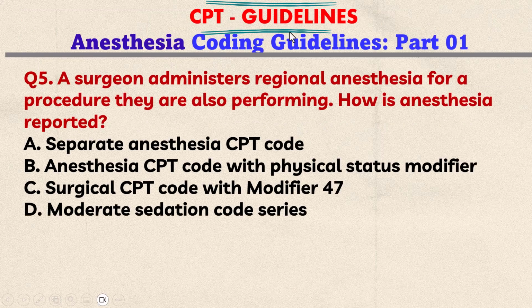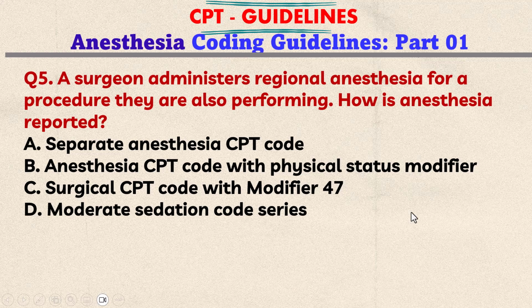Question number 5. A surgeon administers regional anesthesia for a procedure they are also performing. How is the anesthesia reported? A. Separate anesthesia CPT code. B. Anesthesia CPT code with physical status modifier. C. Surgical CPT code with modifier 47. D. Moderate sedation code series.